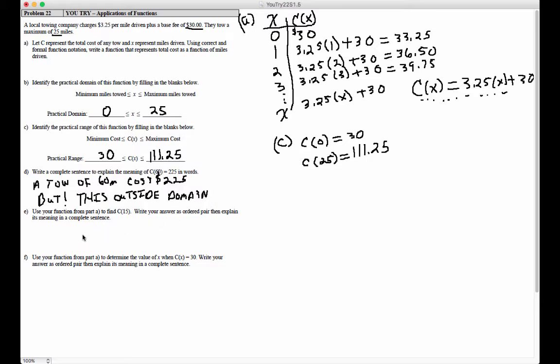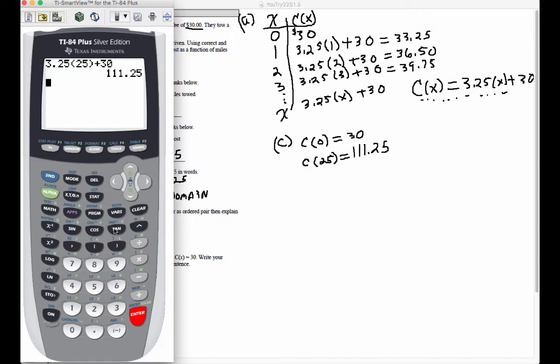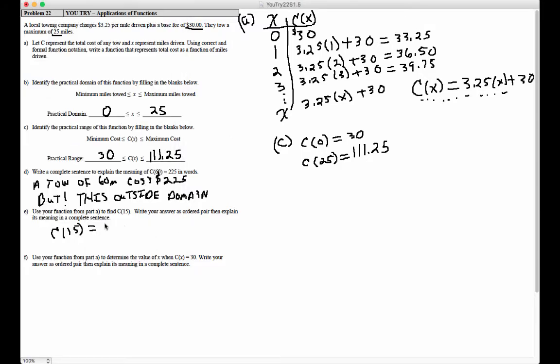On the other hand, C of 15 does make sense. Let's figure out what C of 15 is, and they want us to write that as an ordered pair. Again, we'll consult our calculator. C of 15 is going to be 3.25 times 15 plus 30, which gives us $78.75. They asked us to write that as an ordered pair, so it'd be (15, 78.75). And they say, what the heck does that mean?